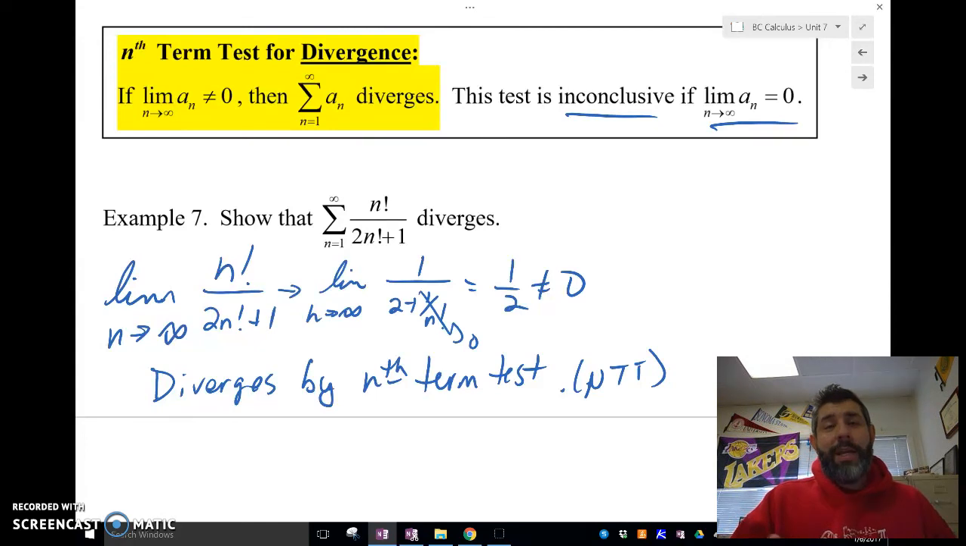All right, so there you guys go. That is the nth term test for divergence.